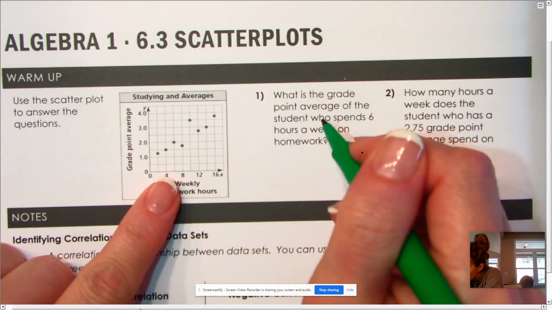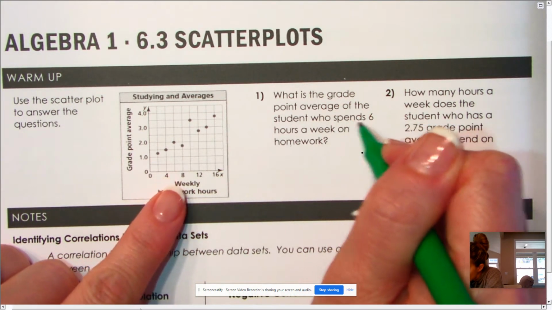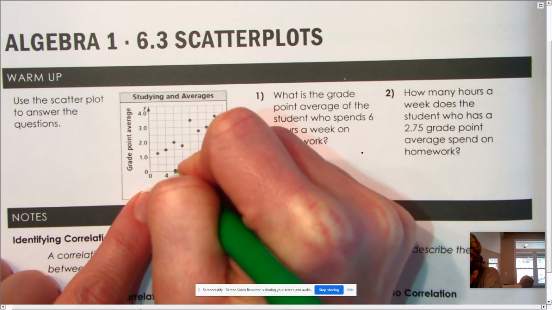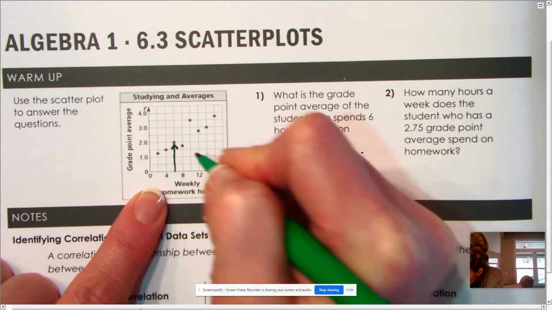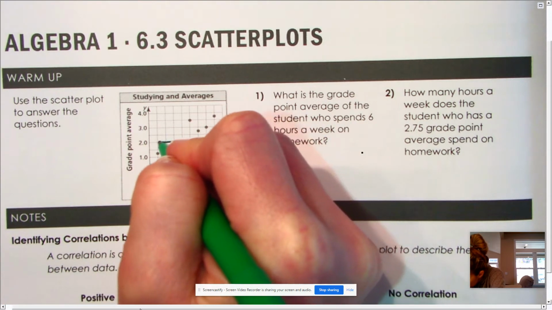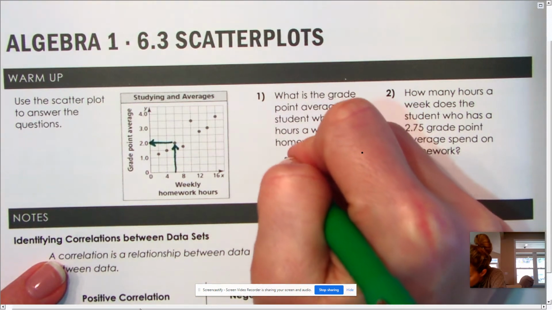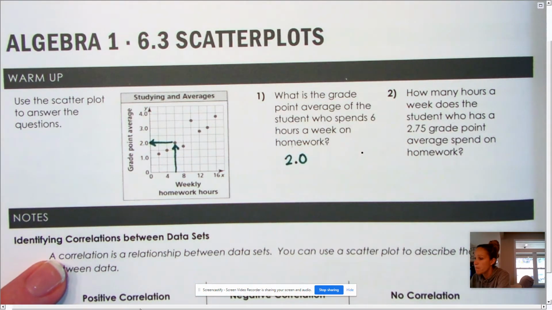So for question number 1 on the warm-up, it says, use the scatterplot to answer these questions. What is the grade point average of the student who spends 6 hours a week on homework? So here's 4 and 8. So right in the middle would be 6. So there's that student's GPA point. So I'm going to trace it over to the y-axis, and that student has a 2.0 GPA.